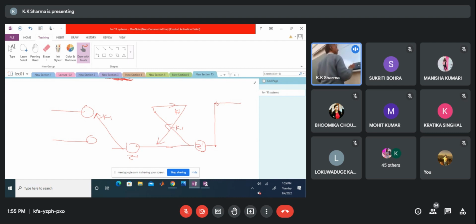This upper branch is having a gain of -1, lower branch is having a gain of k1, will be k2 now. और सारी लेटेस्ट ये इस डायरेक्शन में जाएगी। Output of this branch, this will be my input, and this will be my output.